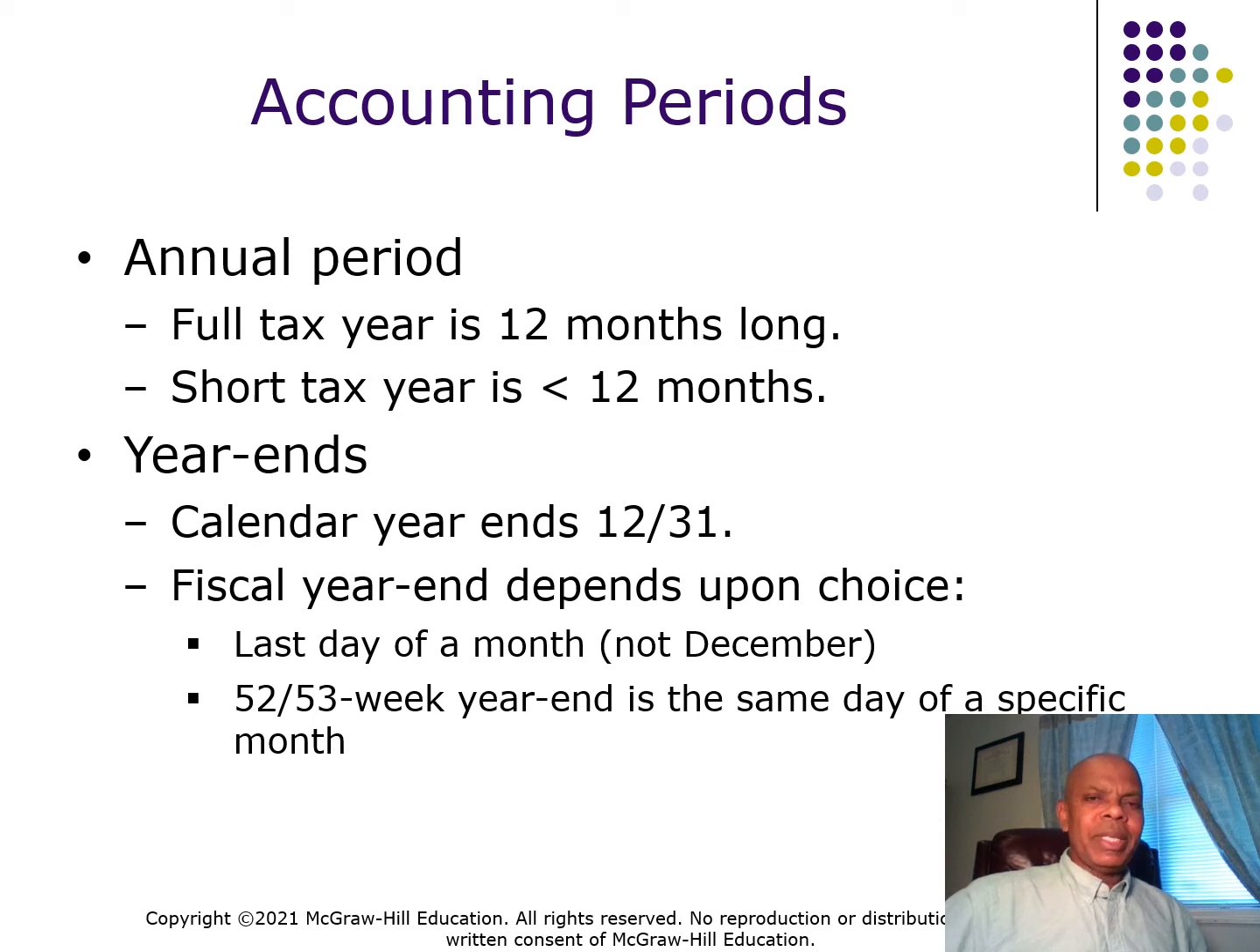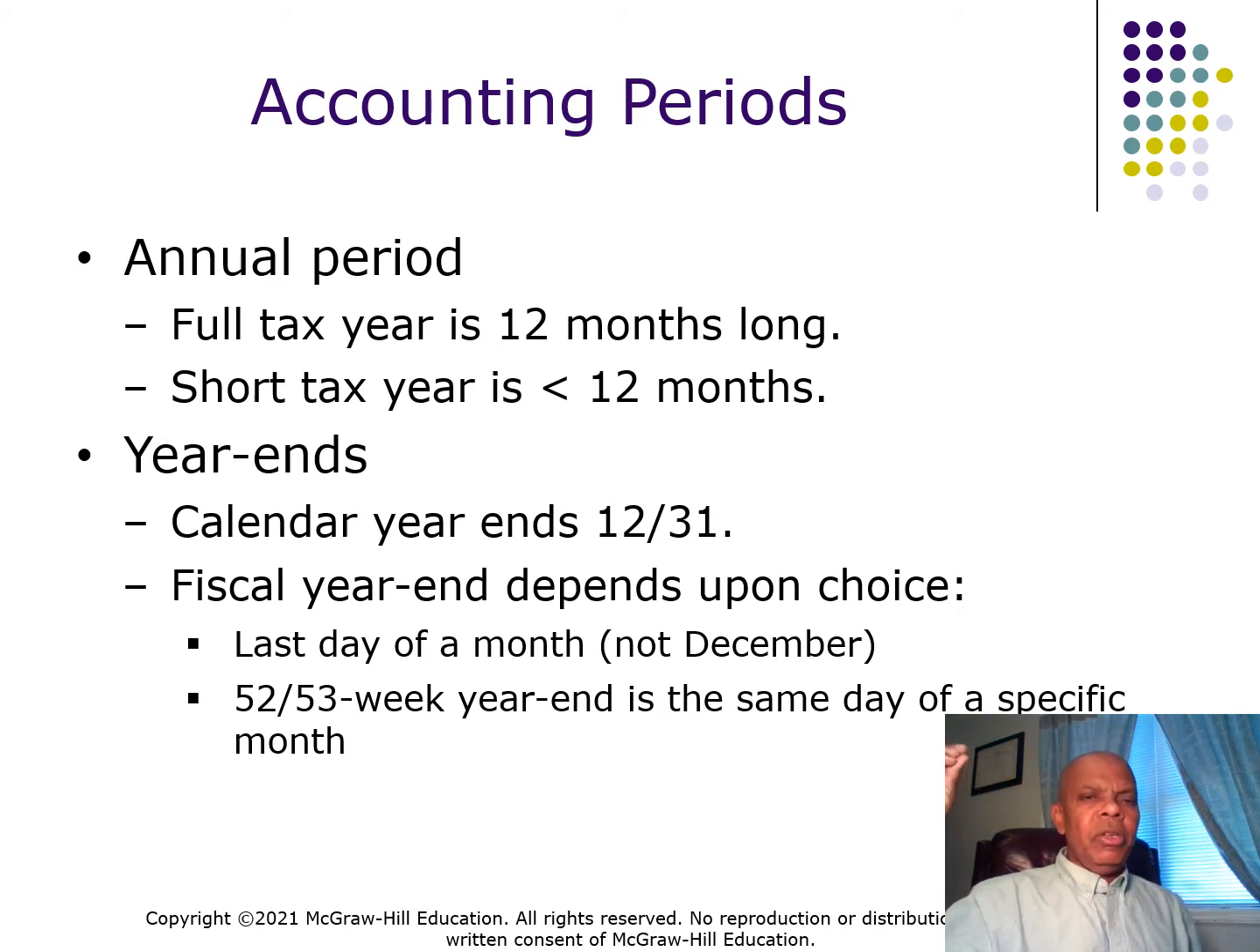Annual period: a full tax year is 12 months long. Some people use short tax years, less than 12 months. The reason is, suppose you set up a brand new corporation and started the business somewhere in June or July, in the middle of the year. If you're closing the books at 12/31, you don't have 12 months, so that's a short year. The same thing applies if you are closing it down.